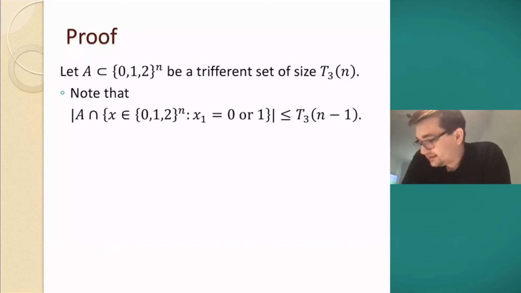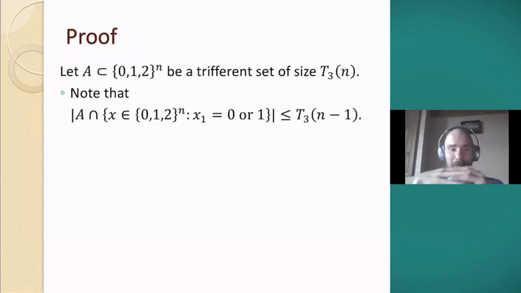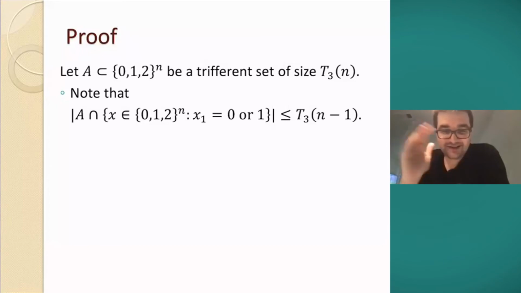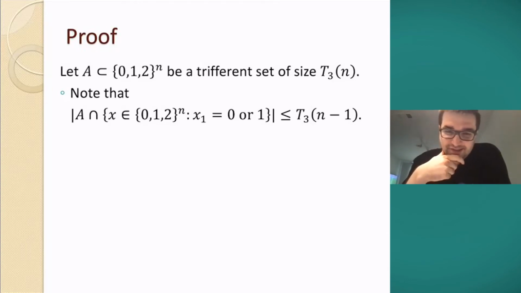So I was just saying that the proof fits here almost completely in this slide, not just the sketch. Let me tell you: if I give you a trifference set of maximum size T3 of n, just intersect it with the subset of the box where you fix the condition that the vectors only have values 0 or 1 in the first coordinate. Well, this is a subset of A, so it's a trifference set also, but you forbid the trifference property from happening in the first coordinate. So it's a lower dimensional trifference set, and this intersection has size at most T3 of n minus 1.